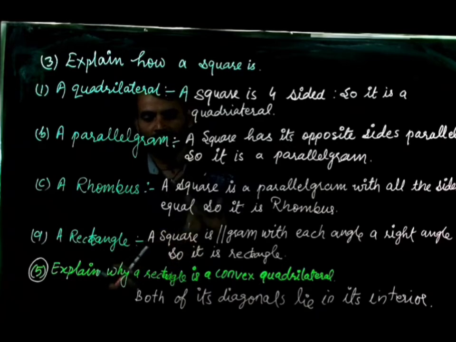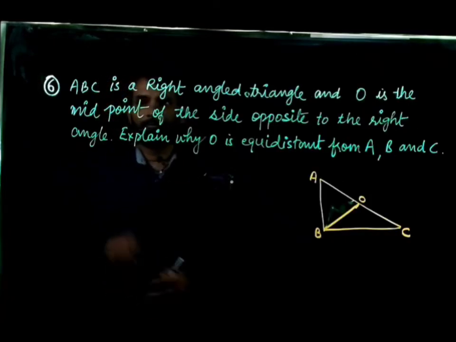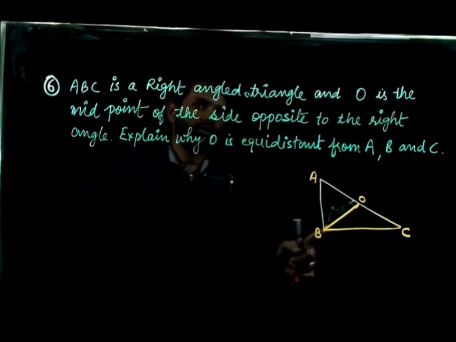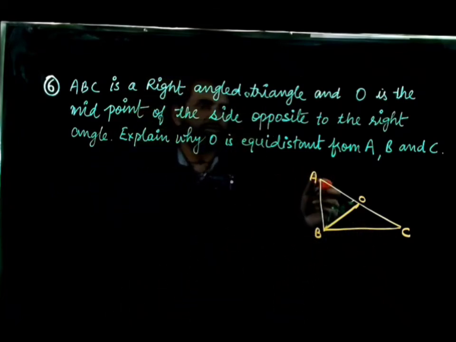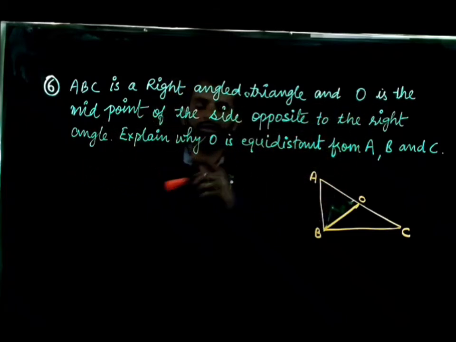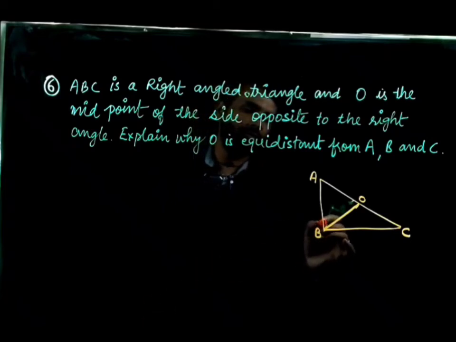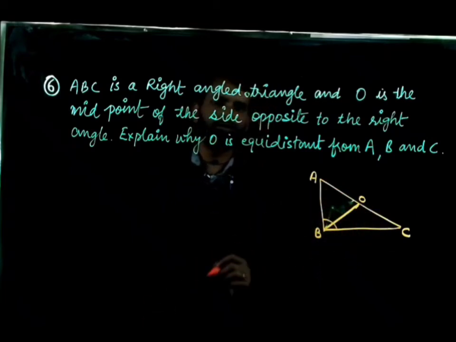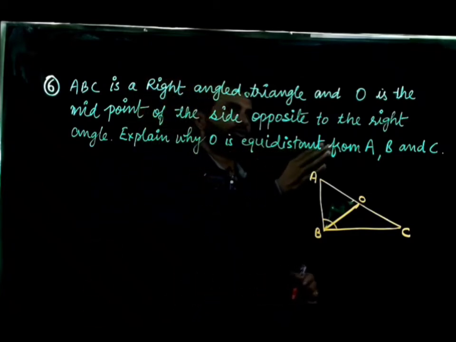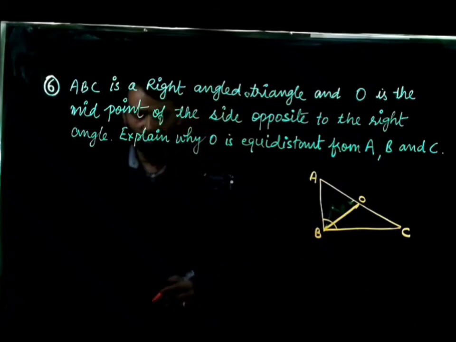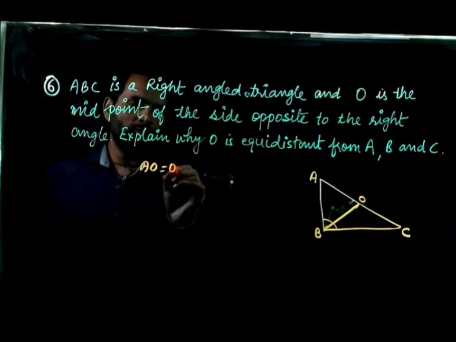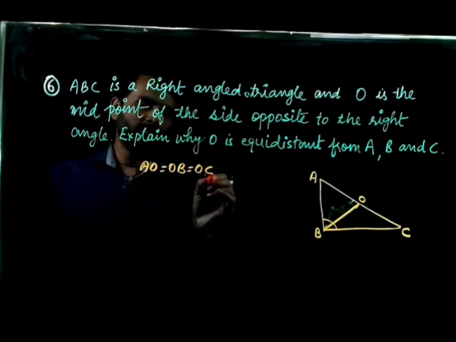Next, question number 6. ABC is a right-angled triangle, right angled at B, and O is the midpoint of the side opposite to the right angle, which is AC. Explain why O is at equal distance from A, B and C. You have to prove that AO equals OB equals OC.